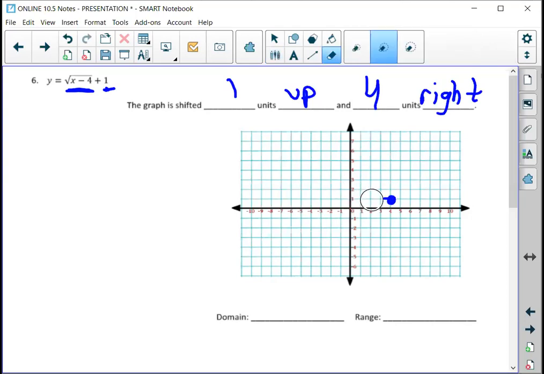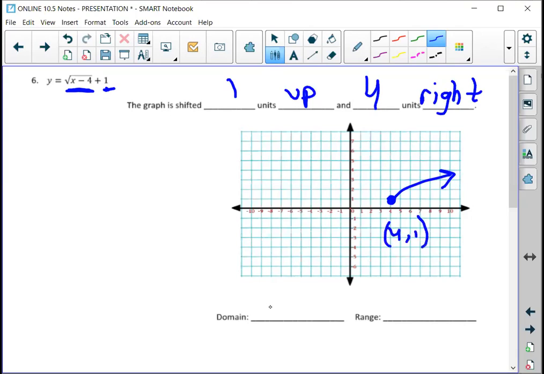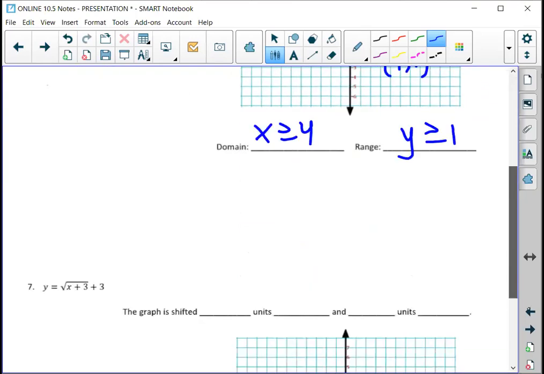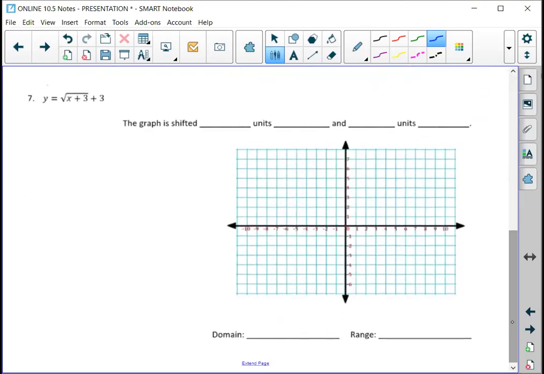From there, we're going to draw in the general shape of that square root graph. The ordered pair for that starting point was 4, 1. So we're going to use that to identify our domain, which is x is greater than or equal to 4, coming from the x coordinate. And then the range is y is greater than or equal to 1. And that's all there is to that problem. Now we're going to move on to the next one.